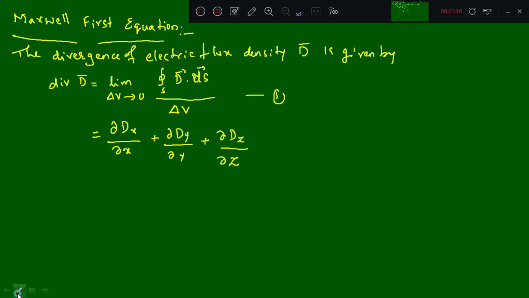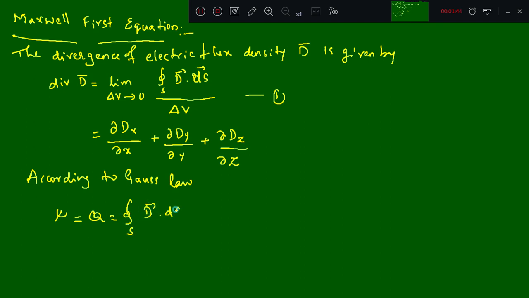Next, with the help of this and Gauss law, we can write that according to Gauss law, psi is equal to Q is equal to surface integral D dot dS. This is according to Gauss law. So this you can call equation number 2.